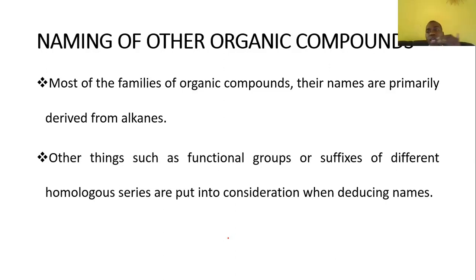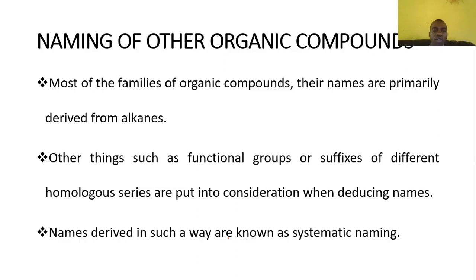So the only thing that is going to be different is the suffix, but the prefixes will be the same like we gave in the beginning of this lesson. The suffixes are going to be different because just like here on Earth, different families have got different surnames. We've got the Bandas, we've got the Mwanzas, and all those other funny names. Same applies to organic chemistry. Names derived in such a way, like we said, are known as systematic names.